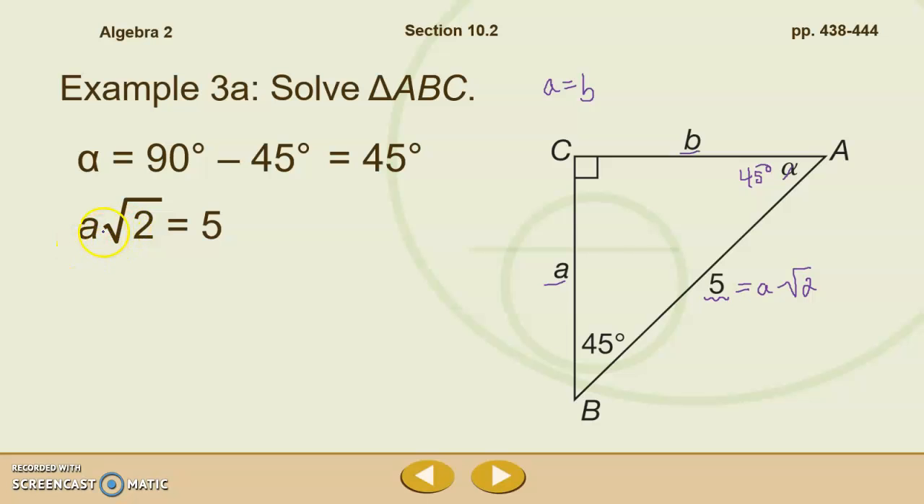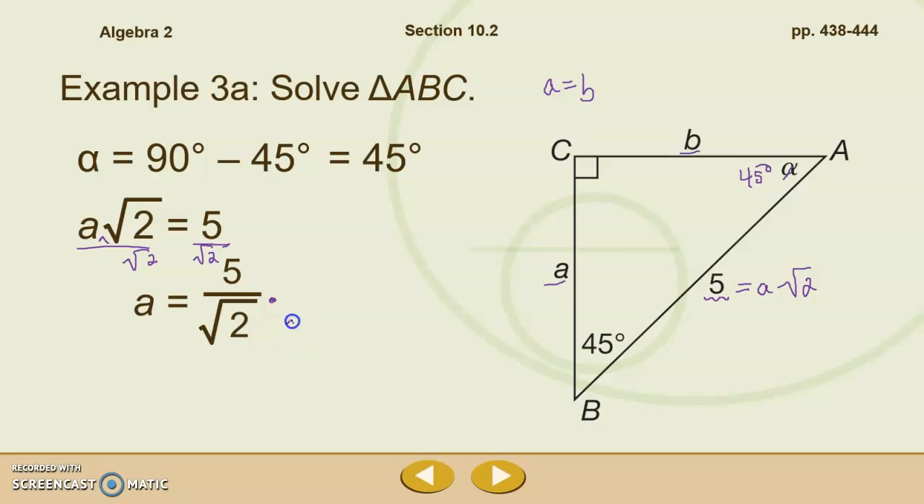I'm going to go ahead and remember the implied operation is multiplication. So in order to get the A by itself, I've got to undo multiplication, and division does that. So I'm going to divide both sides by the square root of 2. And when I do that, I get A equals 5 over the square root of 2. Now, I can't leave square root of 2 on the bottom. I need to rationalize my denominator.